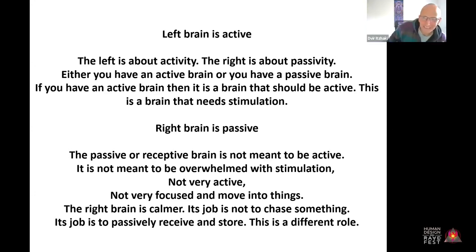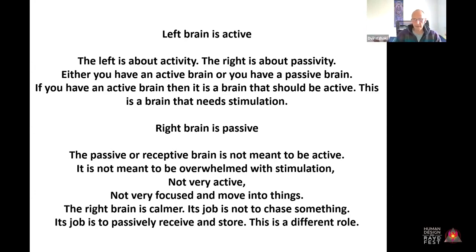And the right brain is a receptive brain, as in it is not meant to be active. It's not meant to be overwhelmed with stimulation, not meant to be very active, not meant to be very focused, and not meant to move into things. It's more like a sponge receiving information. The right brain is calmer. Its job is not to chase something. The left brain is the fisherman. The left brain can focus and go into things, go after stuff, and it needs this stimulation, and it has this capacity.